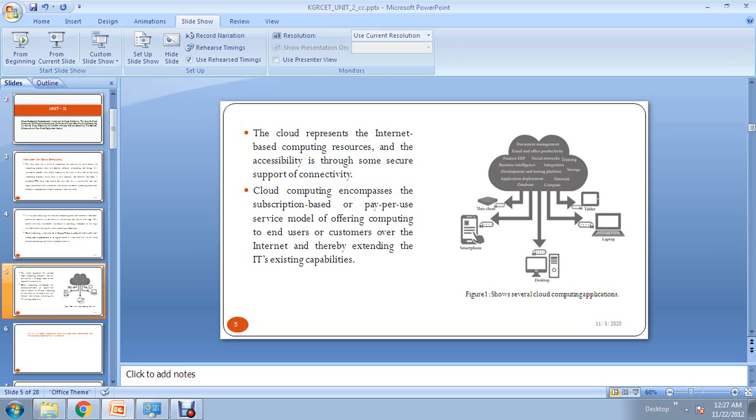Cloud computing emphasizes a subscription-based or pay-per-use service model. It offers computing to end users or customers over the internet, thereby extending existing IT capabilities. With cloud computing, services are provided 24/7 by a third party or supplier. You just need an end user device, for example a tablet, smartphone, thin client or desktop, to access resources, and you must maintain an internet connection with very high bandwidth. These are accessed on a pay-per-use or subscription plan basis.